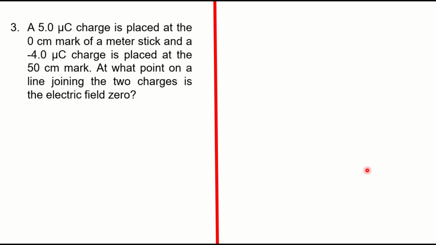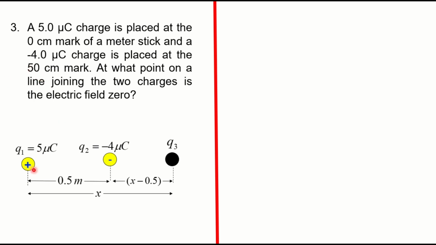Okay, question number 3. It says that a 5.0 microcoulomb charge is placed at the 0 cm mark of a meter stick, and a negative 4.0 microcoulomb charge is placed at the 50 cm mark. So we have 5 microcoulomb at 0 cm, or at the origin, and a negative 4 microcoulomb placed at the 50 cm mark. So it's 50 cm, or we can put it as 0.5 meter. And then, at what point on the line joining the two charges is the electric field 0?